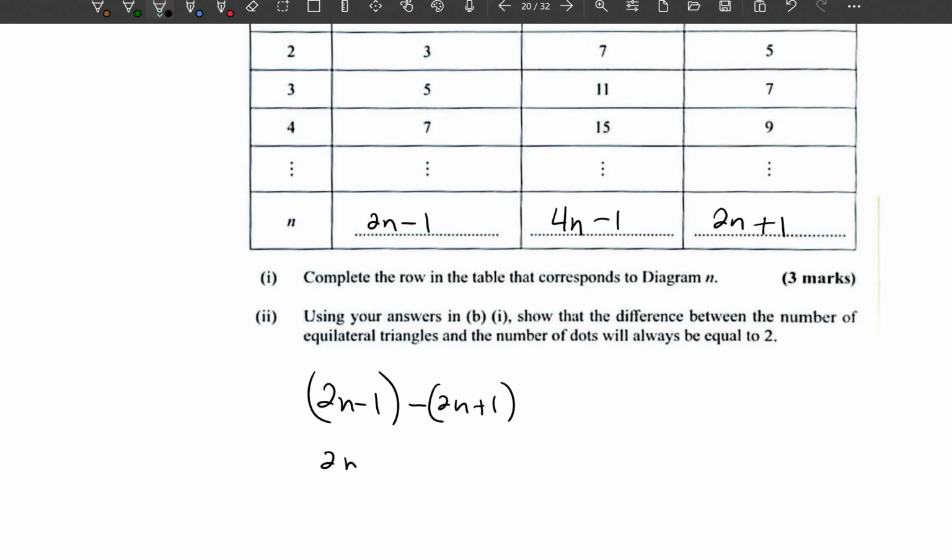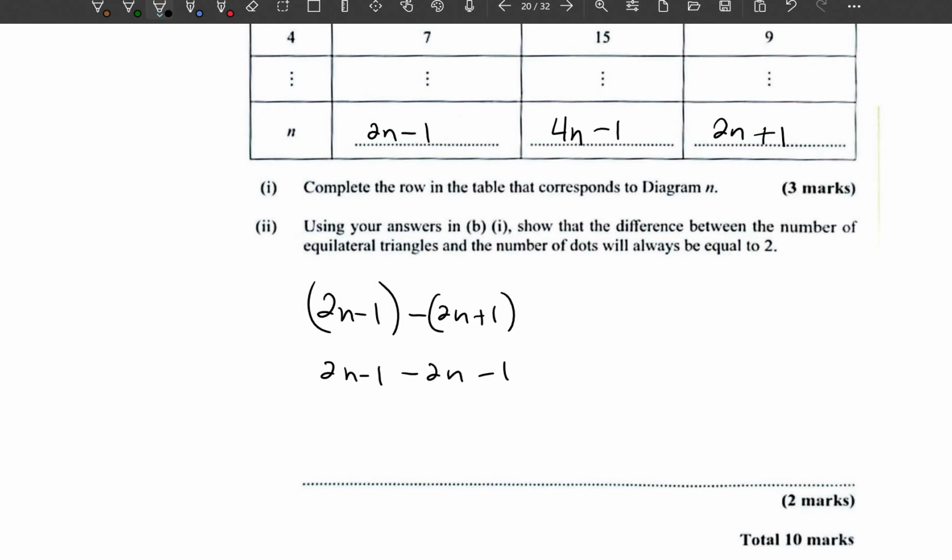So that would be 2n minus 1 minus 2n minus 1. Right, so that gives minus 2. So we see the difference between both of these is always going to be a difference of negative 2.